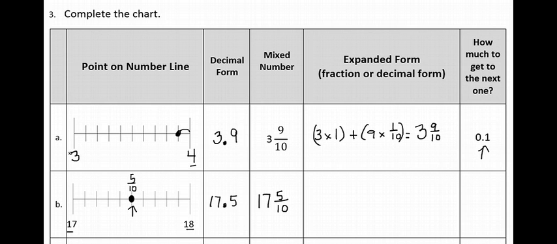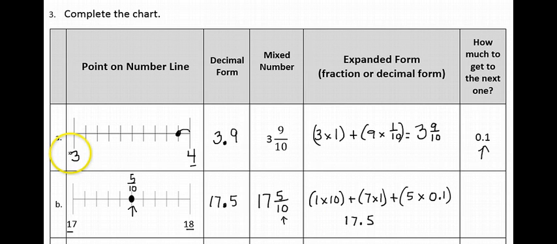To write this in expanded form and decimal form, that means that we have one group of 10 plus 7 groups of 1 plus 5 groups of 1/10. That's where I get my 5/10. When you combine all of those, you get 17 and 5/10. Now, how many do we need to get to the next whole number? You can go back to your number line and see from here to here would be 5 more tenths. That would get you to 18. So we still need 5 more tenths to reach the next whole number.